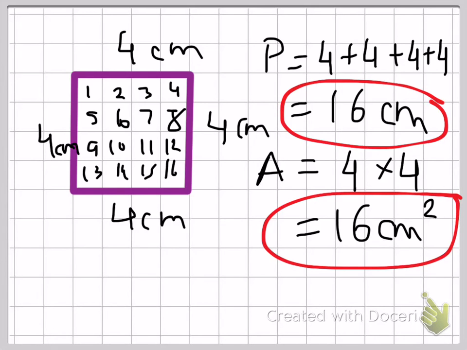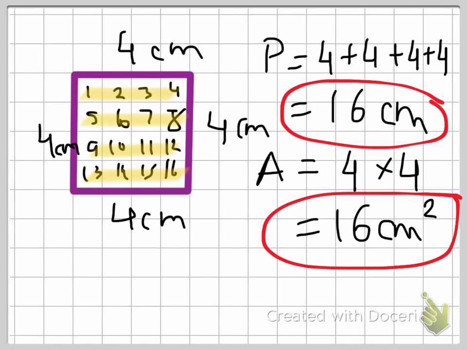Area is the inside of the shape. Now, we know that we have to calculate each block. And when we do that, we count 1, 2, 3, 4, 5, 6, 7, 8, 9, 10, 11, 12, 13, 14, 15, 16 blocks inside. And that becomes our area.